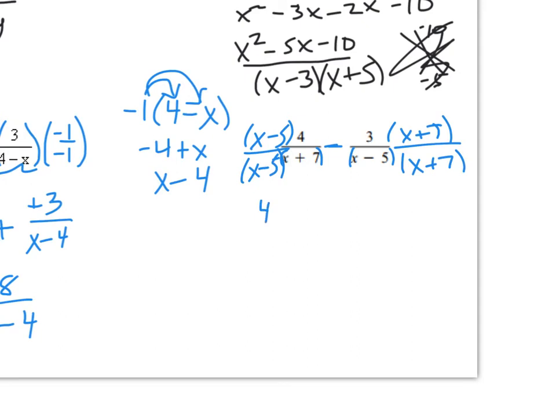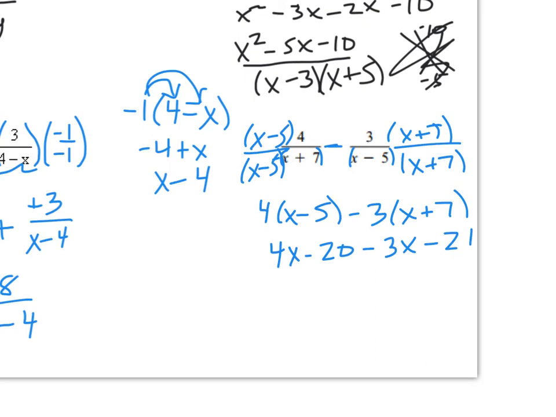Please don't call this cross multiplying. It actually isn't cross multiplying, and sometimes we aren't going to need to be multiplying by everything in the other denominator, so please don't call it cross multiplying. Thank you. Alright, distribute. So 4x minus 20 minus 3x minus 21, and I get x minus 41 over my common denominator of x minus 5, x plus 7. Definitely nothing that is going to cancel there.